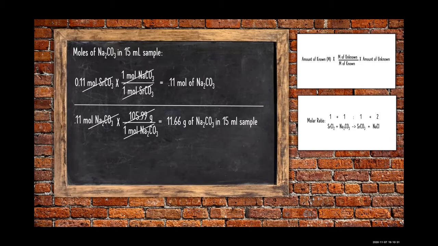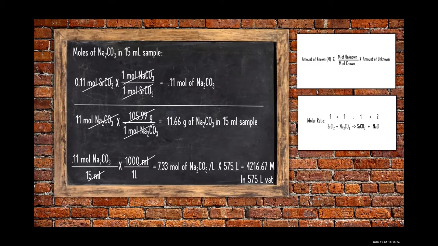Now, if we take our 0.11 moles of sodium carbonate per 15 milliliter sample and multiply it by the conversion factor for milliliters to liters, we find that we had 7.33 moles of sodium carbonate per liter. And if we multiply that by the volume of our vat, which was 575 liters, we'll find that we have 4,216.67 moles in our 575 liter vat.